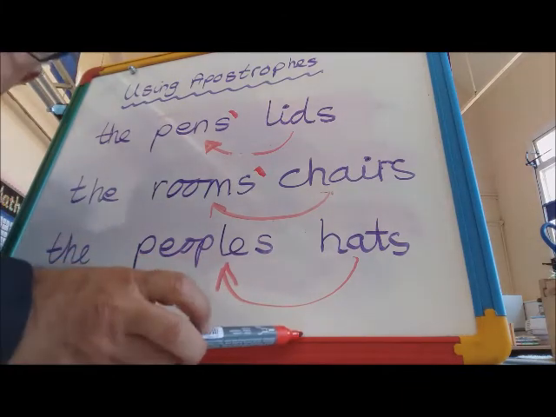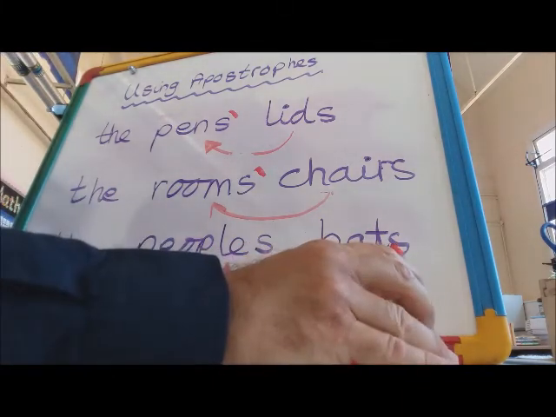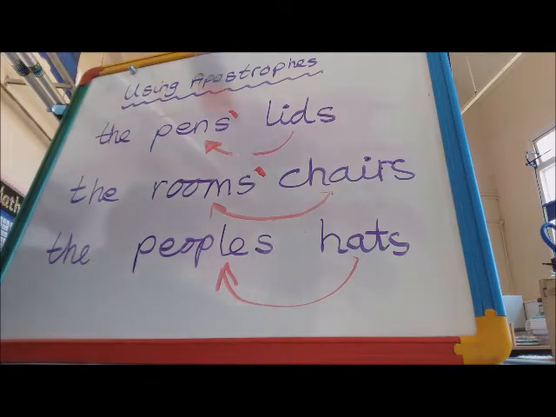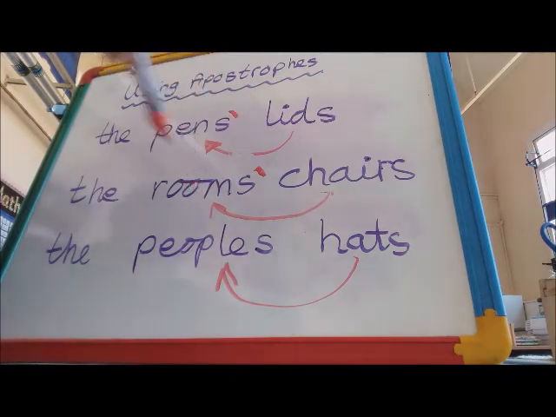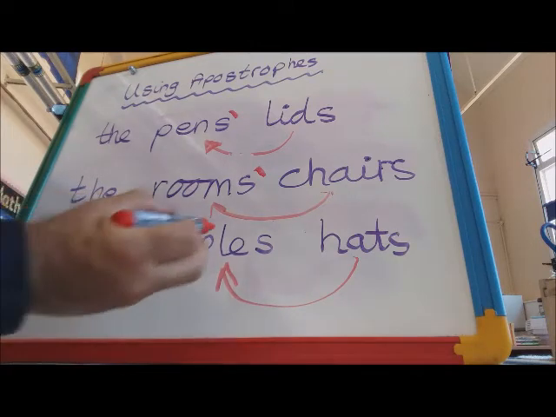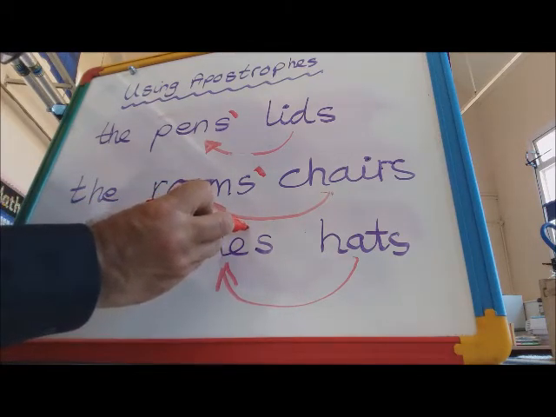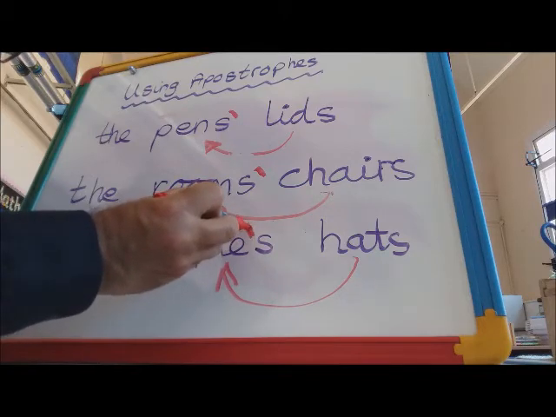And then finally, right at the bottom here, we've got the hats that belong to the people. And in this case, the word people is already a word which means more than one. It's already a plural word. So therefore, the people's hats, the apostrophe goes just there.